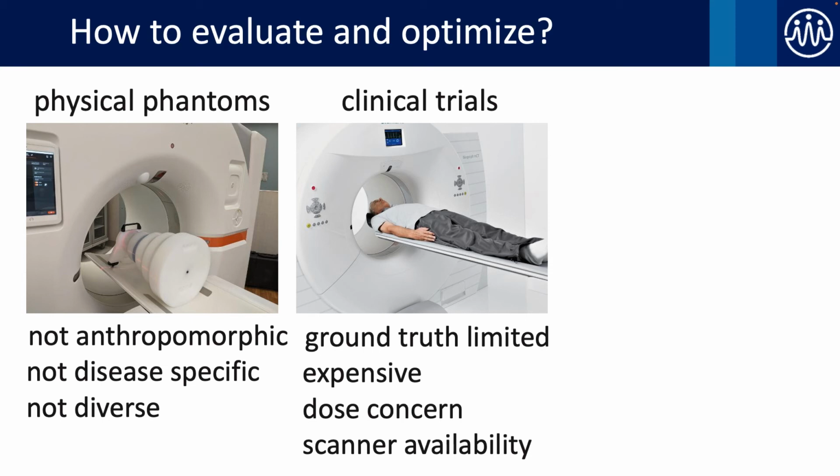If the patient has a disease, you have limited access to that ground truth of the patient, unless you do a biopsy. And even if you do the biopsy, you may not be able to see the full picture. So there's a ground truth limitation. These trials are often very expensive. It takes a lot of money and effort to run these trials.